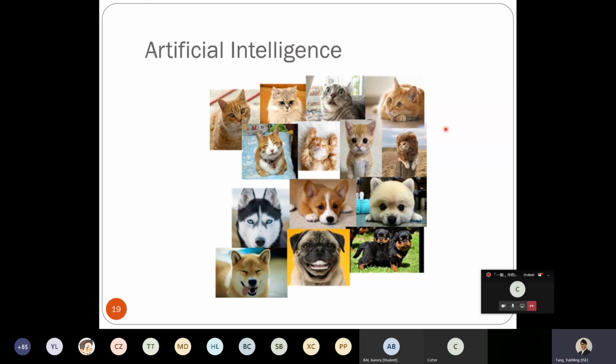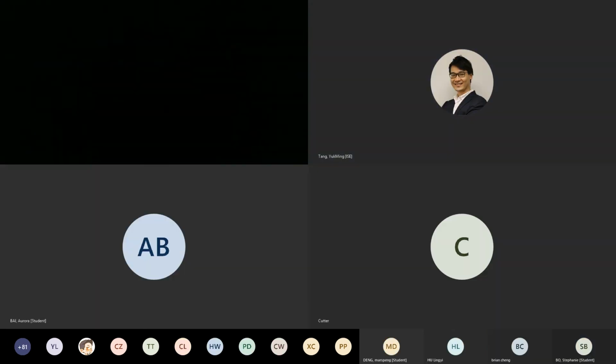Okay, so I'd like to show you some pictures. When we talk about AI, I'd like to ask you whether you can identify which pictures are cats and which pictures are dogs. I think it is not difficult for you to identify which are dogs and which are cats. But how can you teach the computer to identify cats and dogs? Anyone have any suggestions? You may put your answer in the chat box. What kind of features would you suggest to identify cats and dogs?